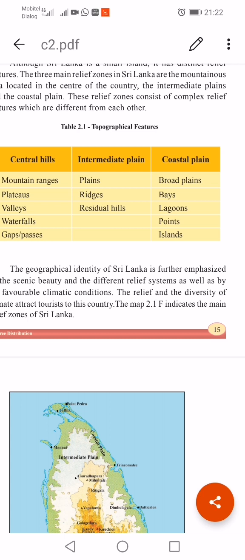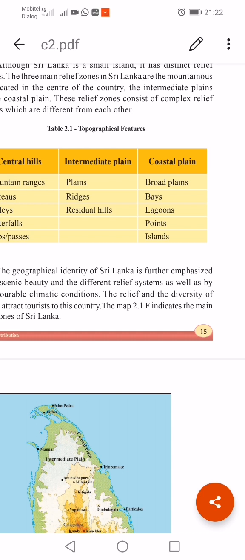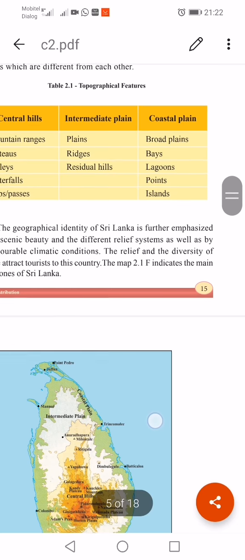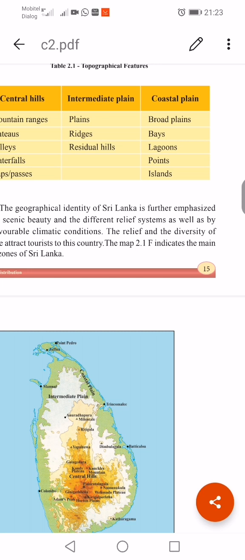And then in the coastal plain we have broad plains, right? Coastal plains mean the beach area, Verala in Sinhala. In the broad plains we can see bays, Kalapu, lagoons, right? Points are there, and then islands. Points mean Tudu, islands mean Dupat, and also lagoons. I will find the exact single word for that and I will let you know.